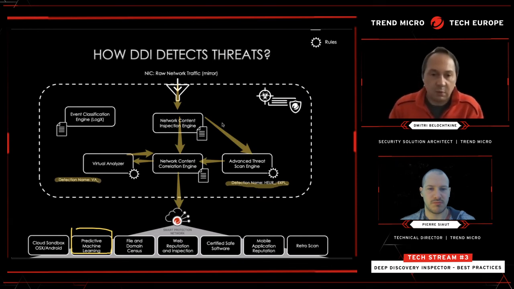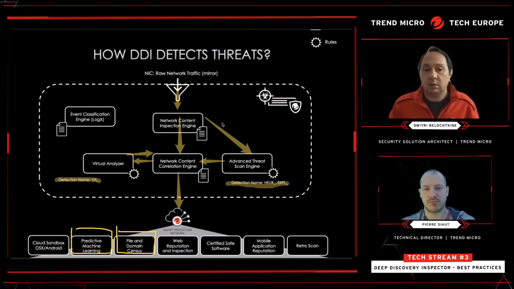We have prevalence measurements, so file and domain sensors. If you get something in your network, let's say an executable file, and this file we have never seen before anywhere, from our perspective, this may be an indication that it's either something your developers put in the network because they just compiled it, or maybe an indication of a unique threat. So that could be a reason for us to look closer in the sandbox.